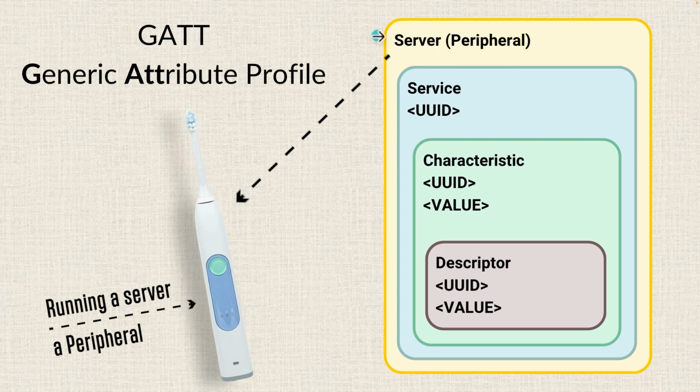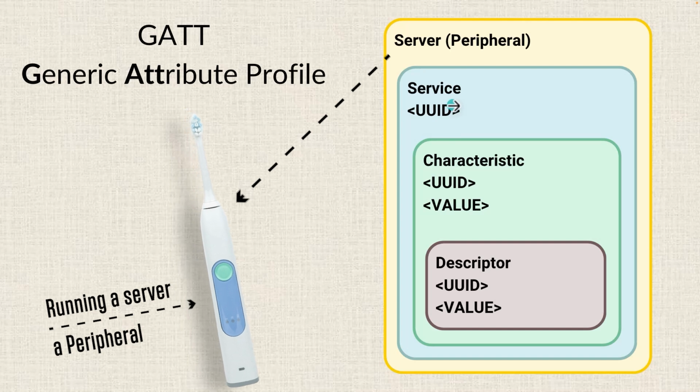Now, the toothbrush can have one or more services associated with it. Maybe one of the services is user data, and maybe it has another service about power consumption or something like that. Each service has a UUID associated with it, which is a universally unique ID. I kind of like that acronym. I think it's a little silly, but whatever.